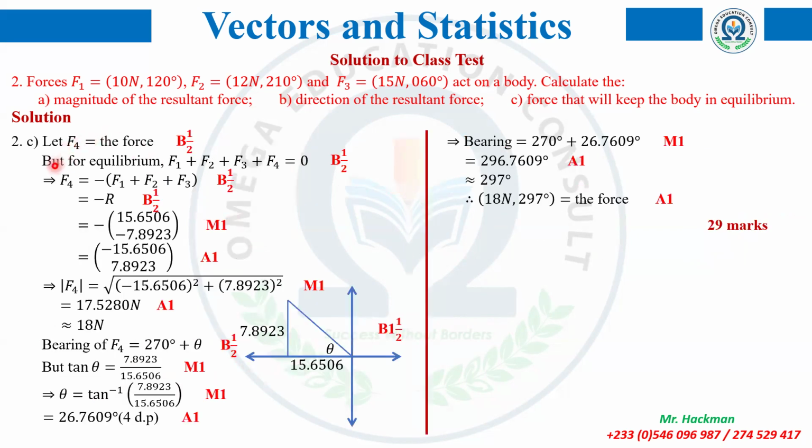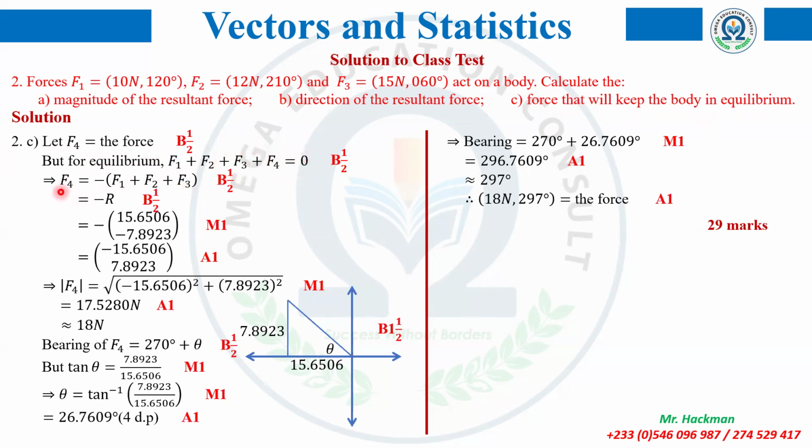Now, quickly, let's go and look at C. Again, look at the question. We are given these three forces acting. This is C, so it's a continuation. We were asked to find, forgive me, I thought maybe I'd move on to the next major question, the force that will keep the body in equilibrium. So we need to introduce another force, and we are going to represent that by F sub 4. So let F sub 4 be the force. But for equilibrium, you should know this: the sum of all the forces at play should give you 0.